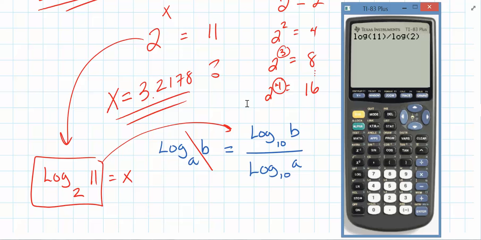Now, my guess was about 3.2178. Let's see what I got here. I was a little bit off. It's 3.459. Is that a reasonable answer for us? Yeah, it's closer to 3 than it is to 4, kind of in the middle there, right? And so if I go 2 to the power of 3.459, I should get what back when I push enter? I should get close to 11, and check it out, I get 10.9967 and then some change. All right?